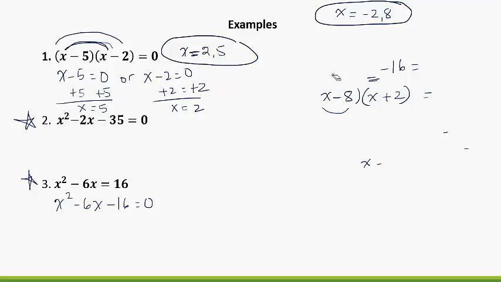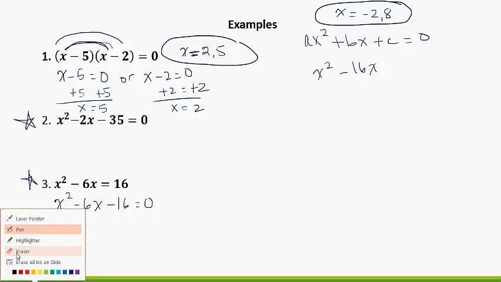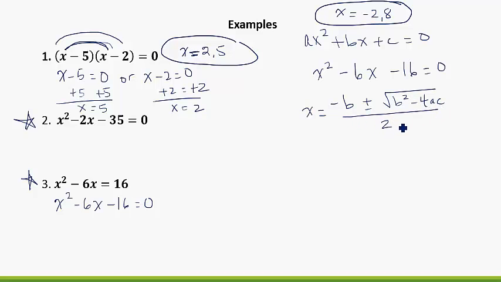Let me just clear this page just a little bit. So the quadratic formula says if your equation is of the form ax squared plus bx plus c equals 0, which ours is, it's x squared minus 6x minus 16 equals 0. Sorry about that. Then you can use the formula to find your values. X is the opposite of b, plus or minus the square root of b squared minus 4ac, all over 2a.